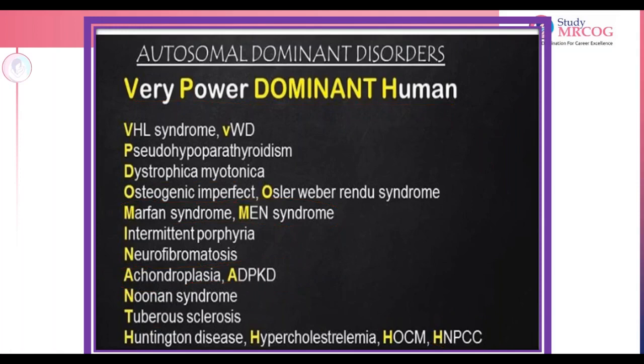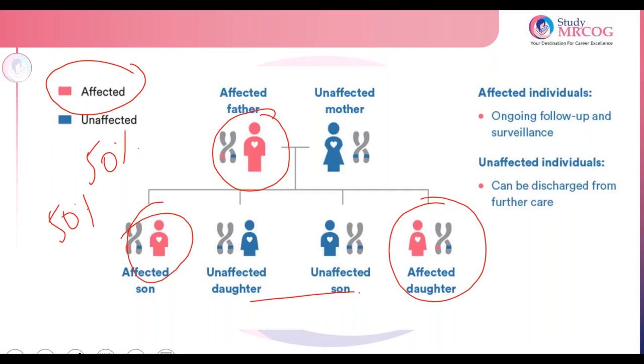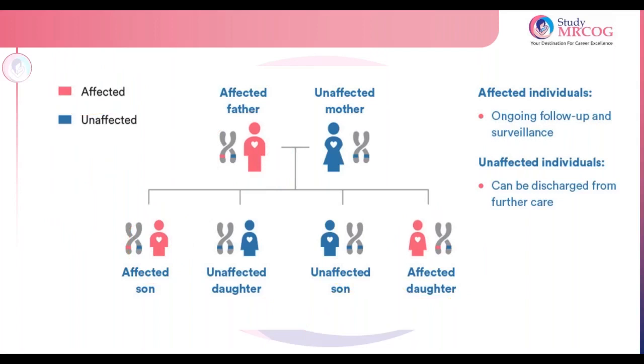Again, a similar example of autosomal dominant inheritance. You can see here, as we calculated, if an affected parent is there, 50% of the children will be affected and 50% will be normal. So let's see how it is done here. The father is affected. You can see 50% of the children are affected and 50% are normal. So this is about autosomal dominant.